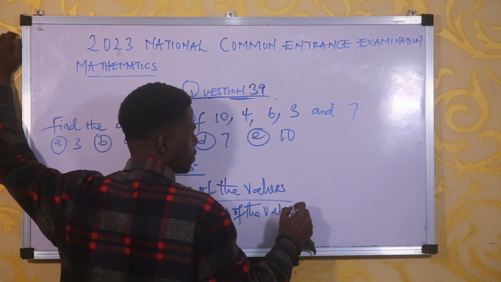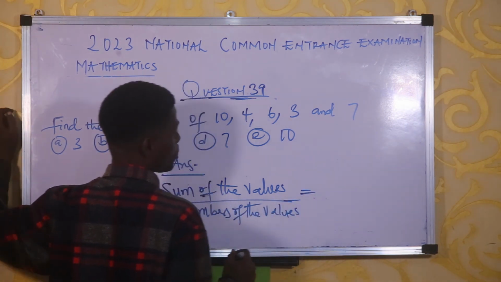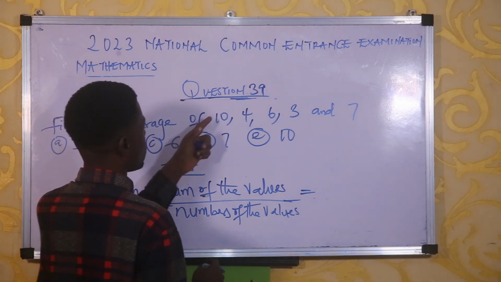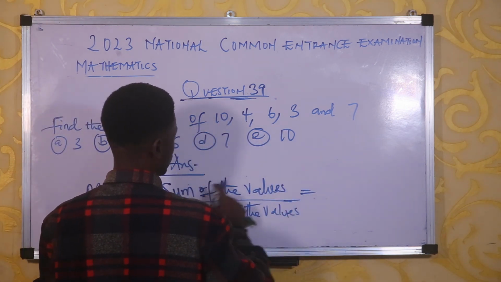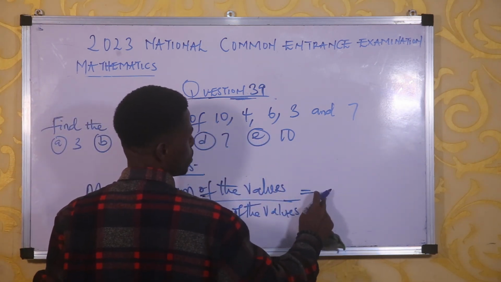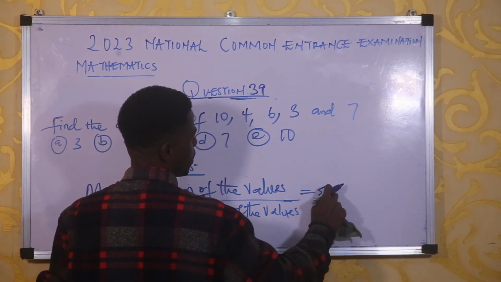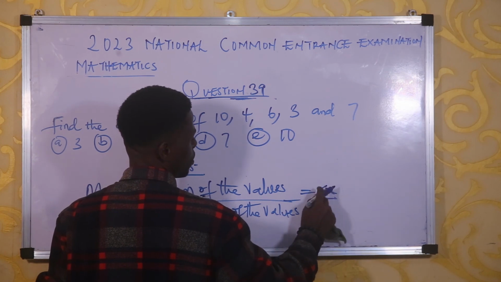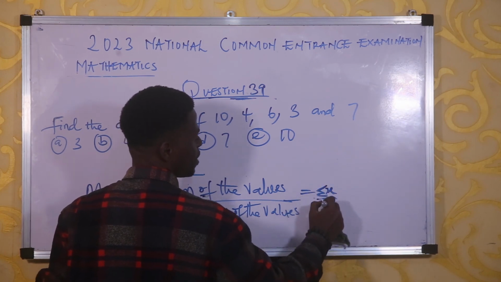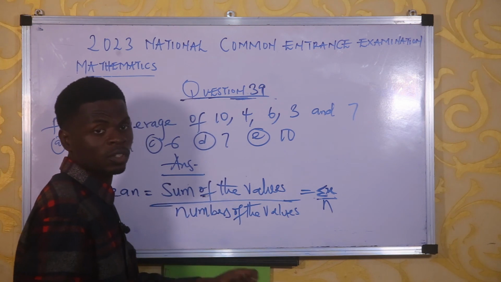Take note of that. So in this place now, what's our mean there? What are our values? We have 10. Let's sum it. The x represents the values, the sigma represents the sum, and the n represents the number of the values.